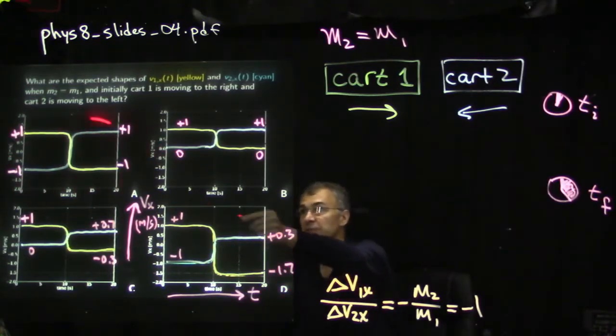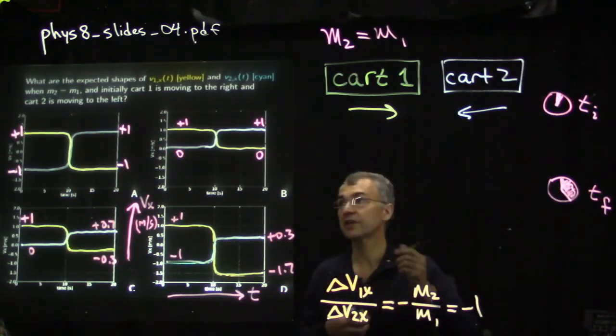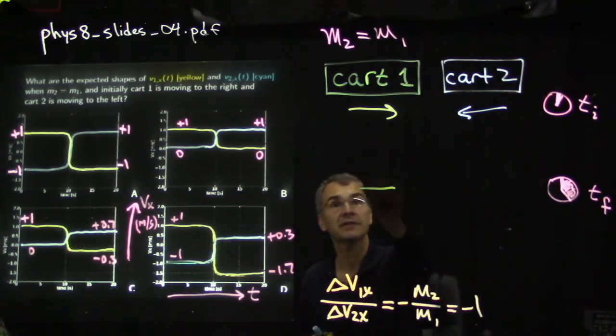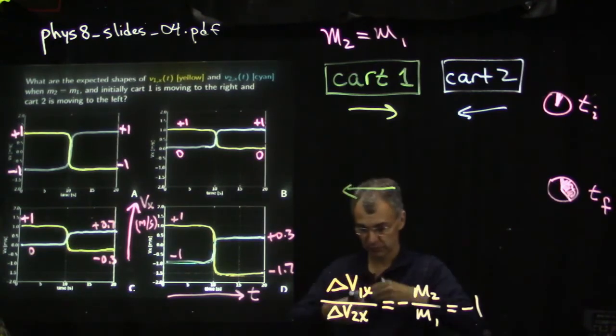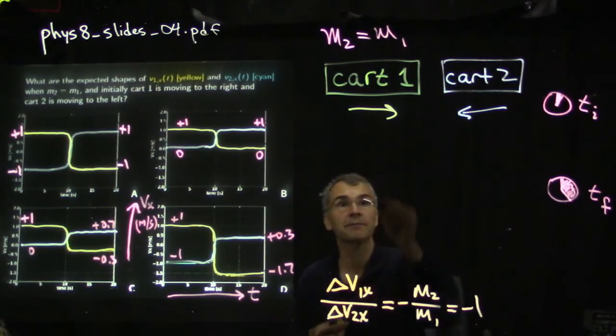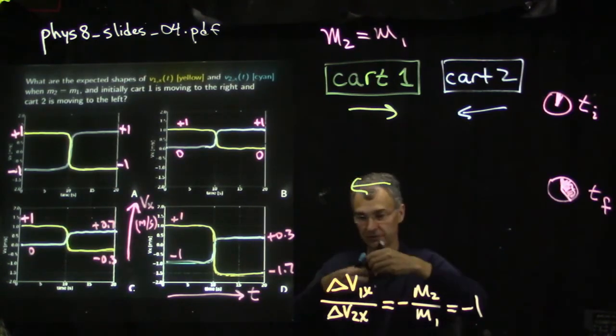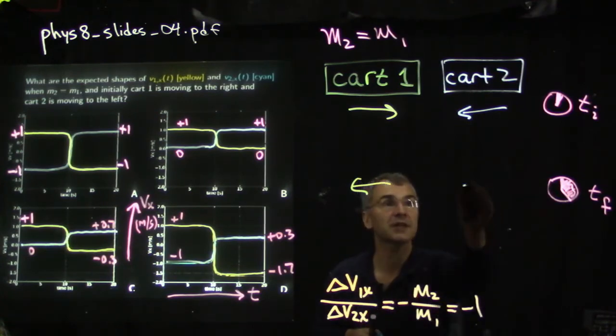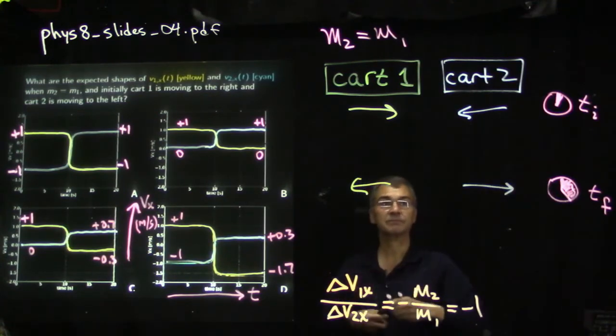So it seems like what we expect to see is that after the collision, cart 1 will be moving to the left, and cart 2 will be moving to the right, and the two carts will essentially just trade initial velocities. And yeah, let's watch the clip.